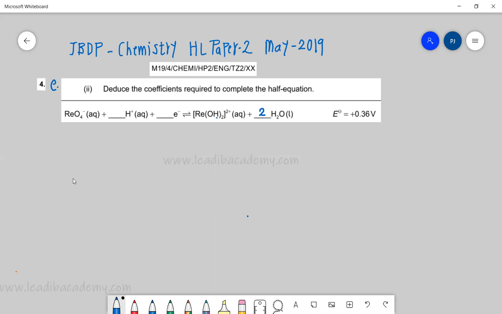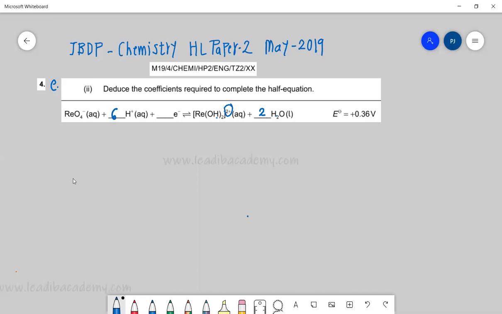So it simply means that now we have got 6 hydrogens on the right hand side, 2 into 2, 4 for water, and plus ReOH 2. Okay, so that means 6. So automatically this becomes 6. Now let's see. Now we need to balance the charge. On the right hand side, there is a total charge of +2. Okay, now we need to have the same +2 charge on the other side. Okay, left hand side. So how to take care of this?